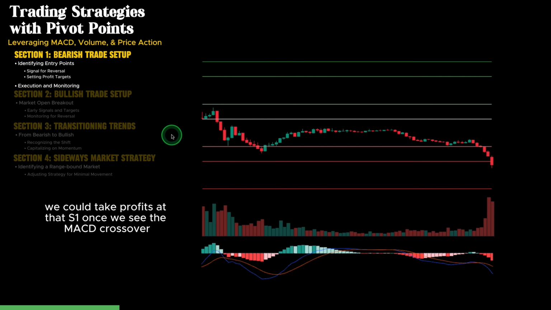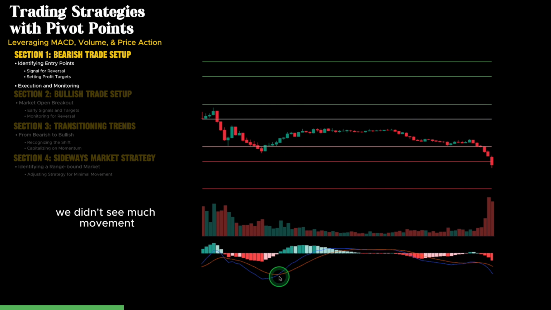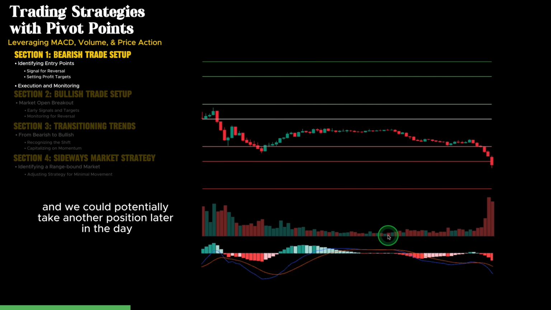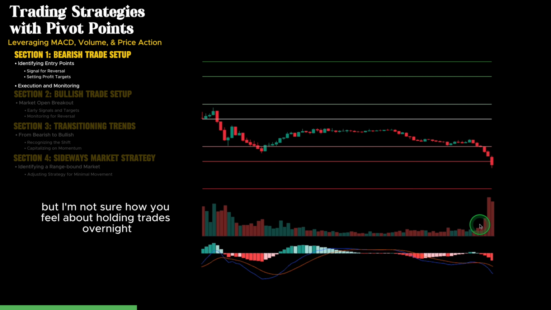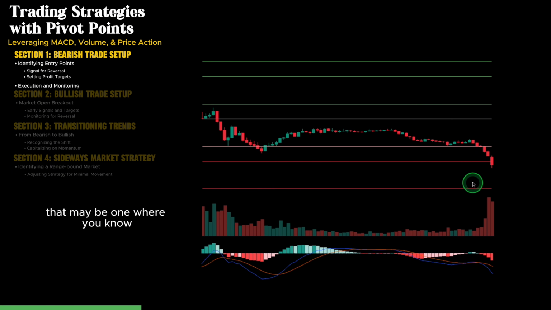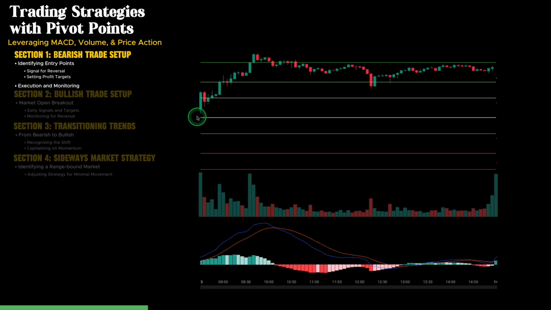We could take profits at that S1. Once we see the MACD crossover, we didn't see much movement. It pretty much traded sideways for a while, with very low volume. And we could potentially take another position later in the day once we saw that MACD crossover with the increase in volume. But I'm not sure how you feel about holding trades overnight. That may be one where it was a quick trade: hold it for a few minutes, jump in, jump out, or just stand to the side for that.